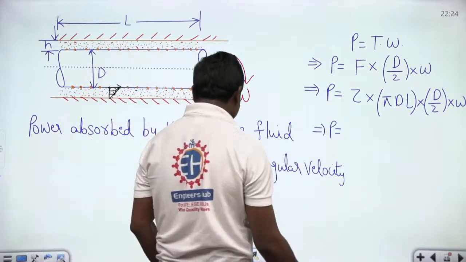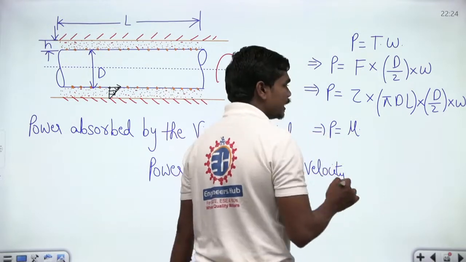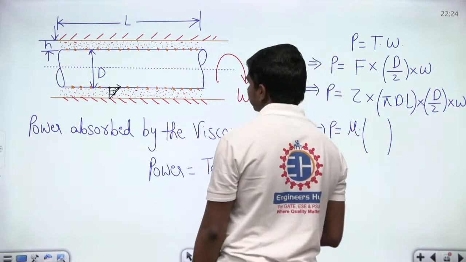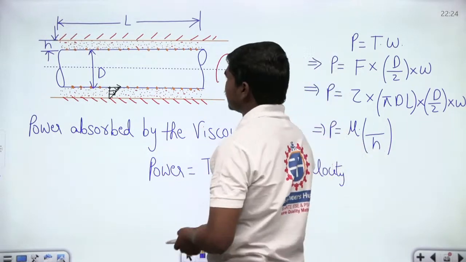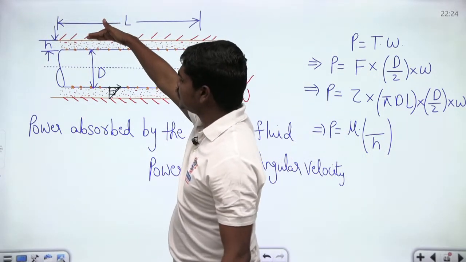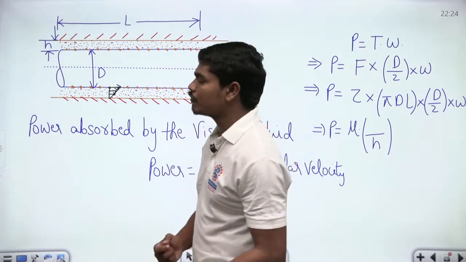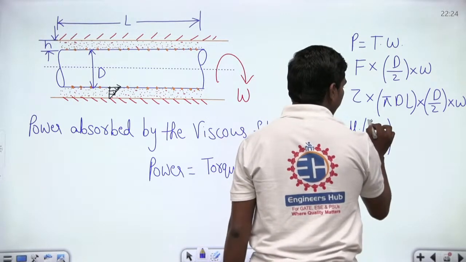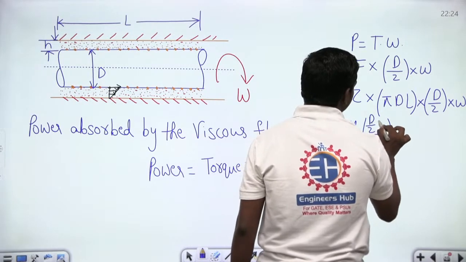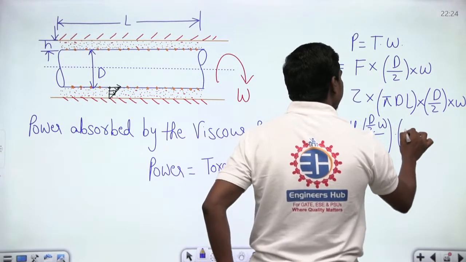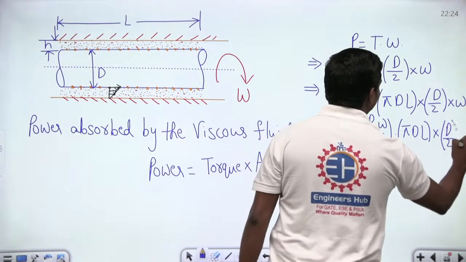So tau can be written as mu, the dynamic viscosity of this oil, into du by dy. So what is this velocity gradient in this case? There is a clearance of h. The velocity at the edge is 0, and at the periphery of the shaft the velocity v is equal to r times omega, which is D by 2 times omega. Let us write capital D because we are denoting with capital D. So D by 2 omega over h is the velocity gradient, into pi D L into D by 2 into omega. This is what we have here.